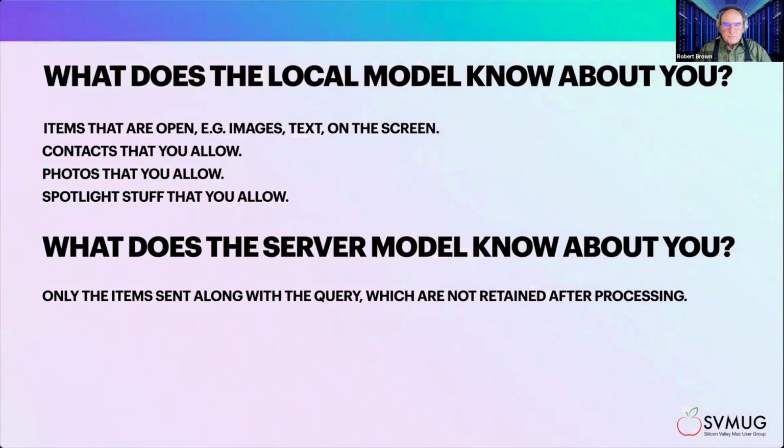Now the server will know the items that are sent along with the query, but on the Apple server, these will not be retained after processing. So the server will not have any historical information about you or your queries. And this is somewhat in contrast to what OpenAI does and what Anthropic does and what Meta does and so forth.